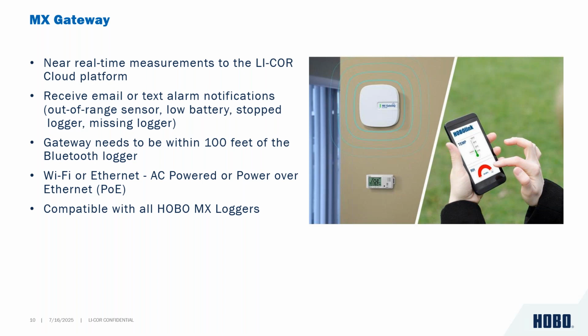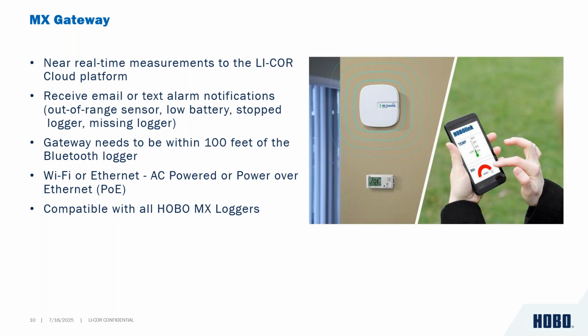So with the MX Gateway, it essentially gives you near real-time measurements to our Lycor cloud platform. You do have the ability to set remote alarms for each of the data loggers, and you can receive text messages, emails, or both, letting you know if a logger has gone missing or is out of range, has a low battery, the logger stopped, or there was an excursion on the alarm setting. So, you can set high-level alarms, low-level alarms, or you can also set a range where, as long as it's within 2 temperature points, it's considered all clear.